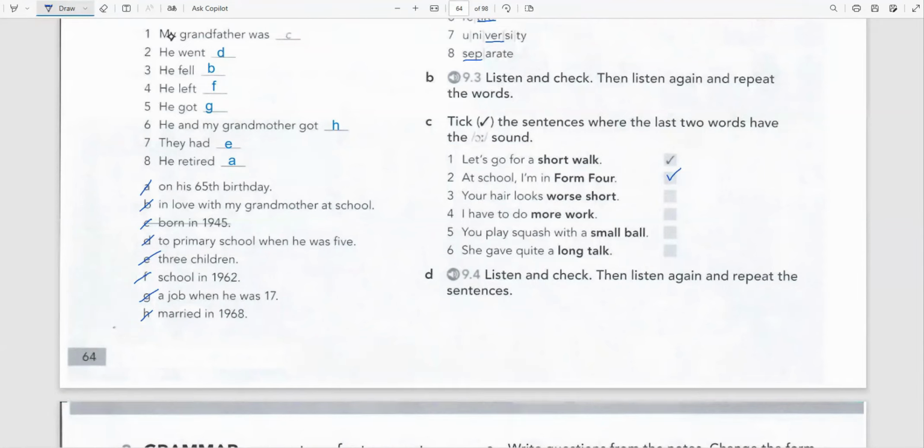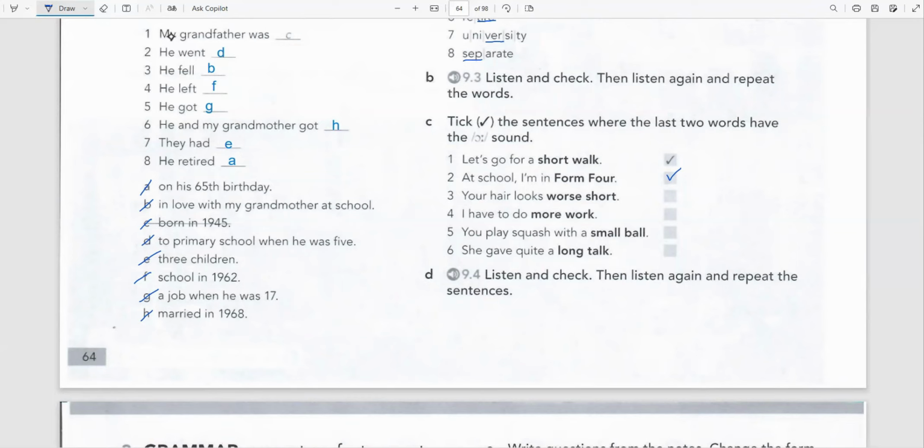Now, number 3, your hair looks worse short. Worse is not the O sound, it's the a sound. So we're not going to tick that. Number 4, I have to do more work. More work. So work, no. It's not the O sound, it's the a sound. We're not going to tick that.